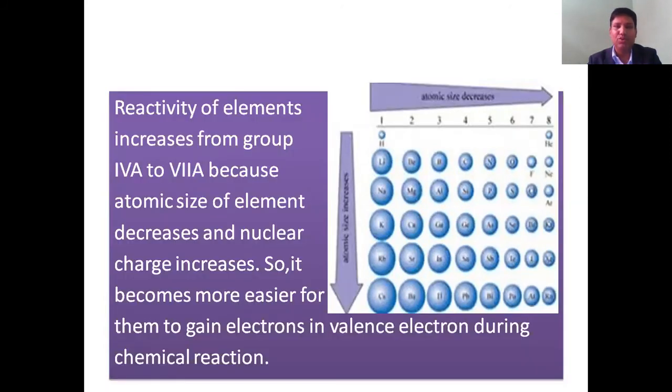But from group 3A or 4A to 7A, the reactivity of elements increases. Why? It is the same reason, because the atomic size of the element decreases from group 4A to group 7A. When the atomic size decreases, the nuclear charge increases. Therefore, it will be very easy for them to gain electrons in the valence shell during chemical reactions. Therefore, their reactivity increases.